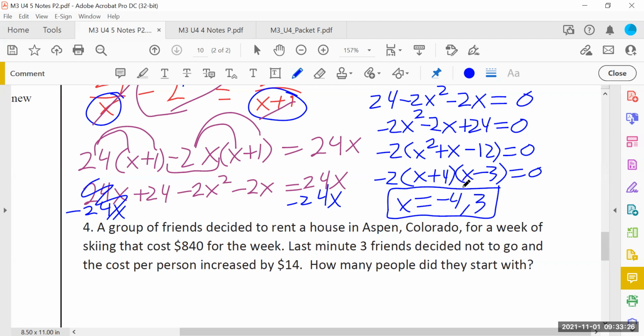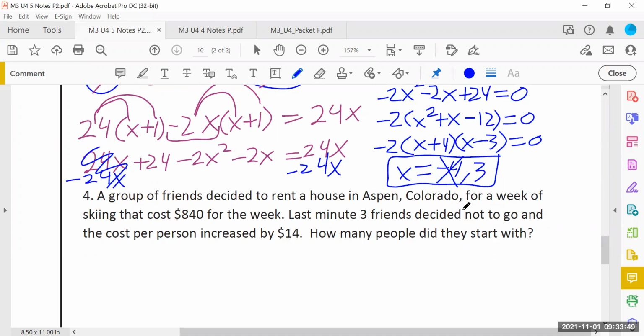So check that. The negative doesn't work. The original number of students was 3. Then another student joined and we had 4. Does that make sense to everybody? Yeah, go ahead, Ali. So let's do one more. Yes. As soon as one of them comes back. Yes. So let's do one more here.